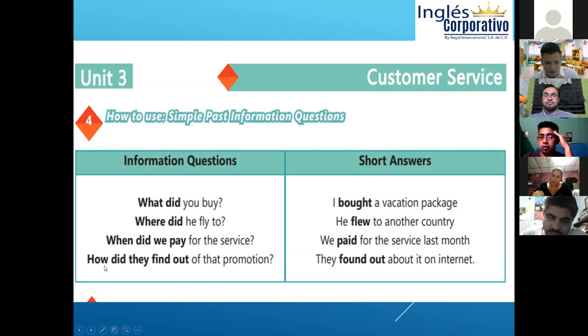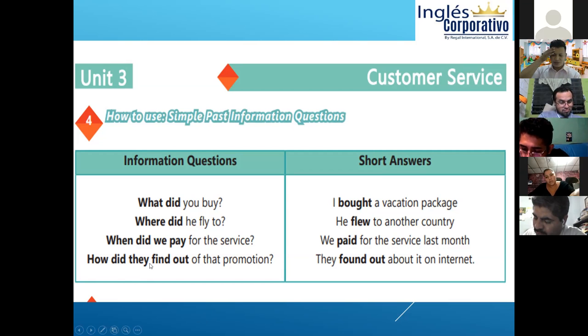Okay, let me see, Carlos Mejía. How did they find out of that promotion? Promotion, really good. What does it mean, these questions? Okay. How did they find out of that promotion? Okay, really good. That sounds like a question, right? Thank you, Carlos. Ahora, ¿qué significa esta? How did they find out? How, si no me equivoco, es como, ¿verdad? ¿Cómo descubrieron la promoción? Okay, Fernando, say that again. ¿Cómo ellos descubrieron esta promoción? Yeah, sure. ¿Cómo se dieron cuenta o cómo descubrieron esta promotion, right?